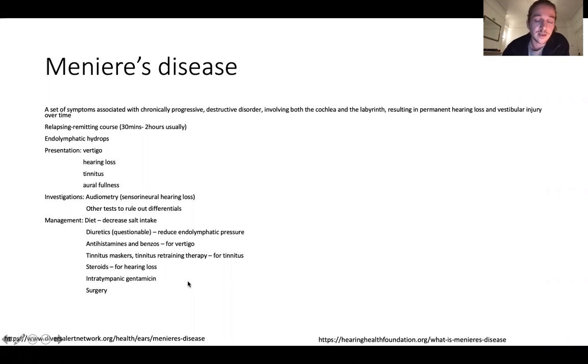For tinnitus, you can give them maskers that create small amounts of sound so that it sort of blocks it out, or tinnitus retraining therapy. For the hearing loss, give them steroids, and you can also give them intratympanic gentamicin or surgery if it's very progressed disease.